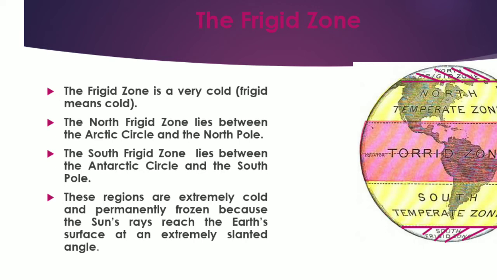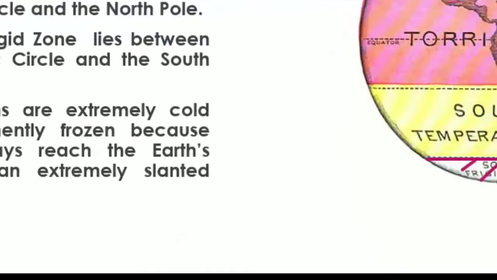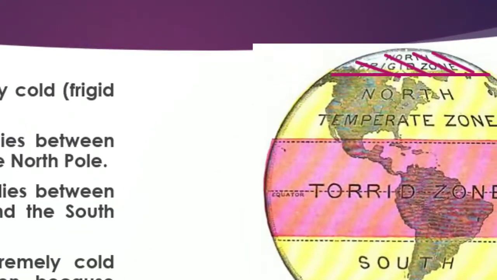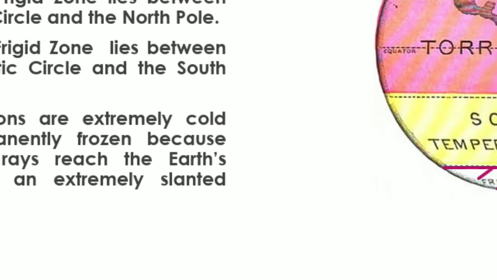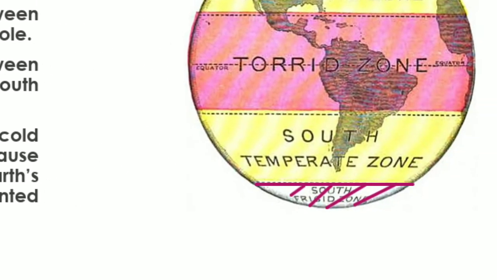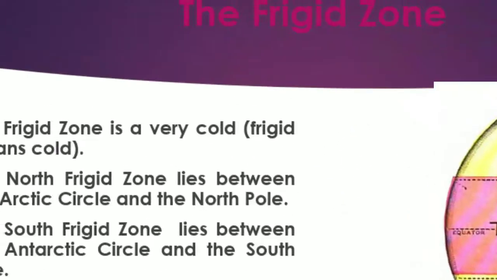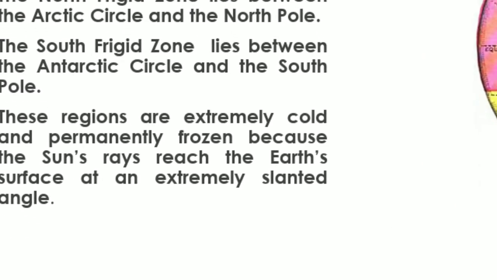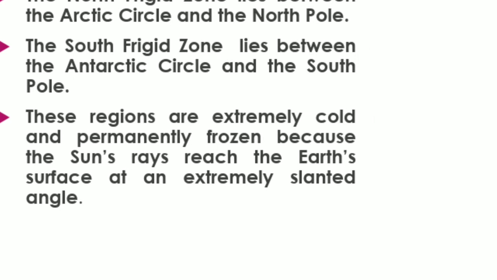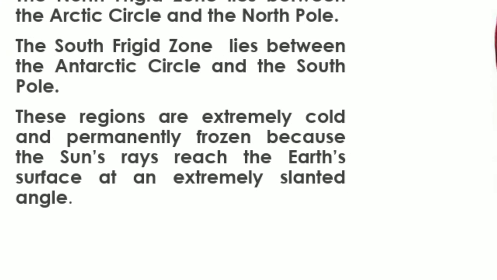The north frigid zone lies between the Arctic Circle and the North Pole, and the south frigid zone lies between the Antarctic Circle and the South Pole. Clear? These regions are extremely cold and permanently frozen because the sun's rays reach the earth's surface at an extremely slanted angle.